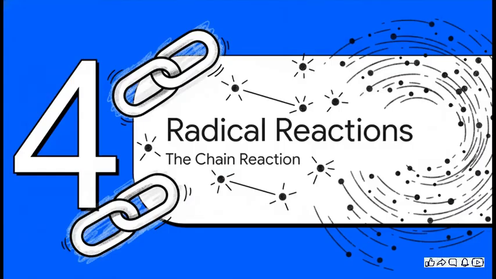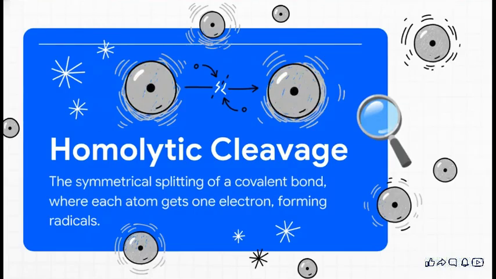All right, so everything we've looked at so far involves electrons moving around in pairs. But you know what? That's only half the story. There's a totally different way bonds can break, and it opens up this whole other universe of chemistry. It's called homolytic cleavage. So instead of one atom grabbing both electrons from a bond, imagine the bond splitting perfectly, right down the middle. Each atom walks away with one electron, and what you're left with are two radicals. These are super reactive species that have a single unpaired electron just hanging out.